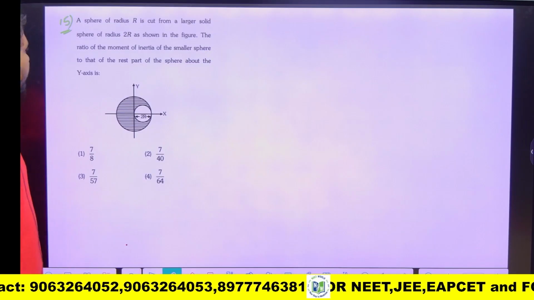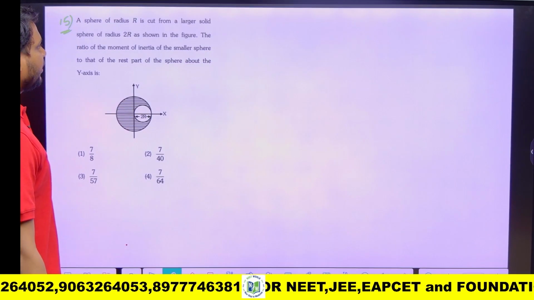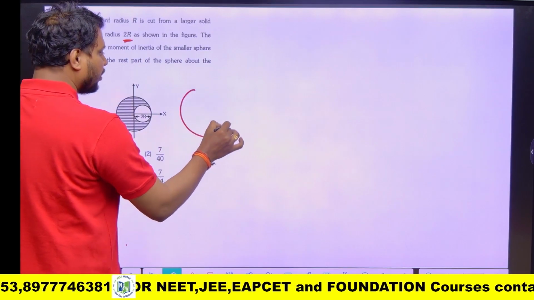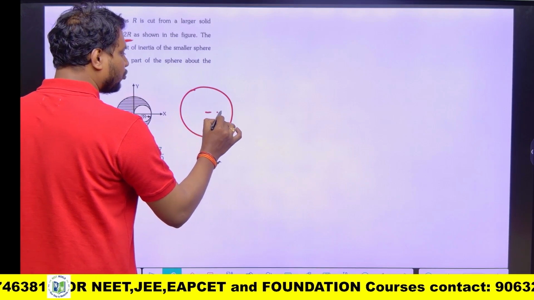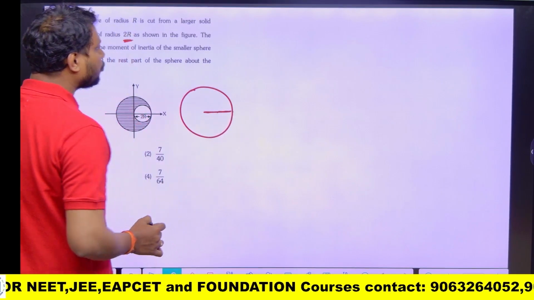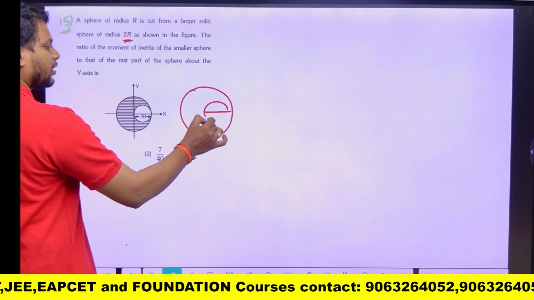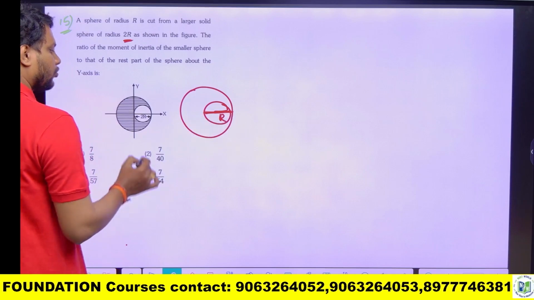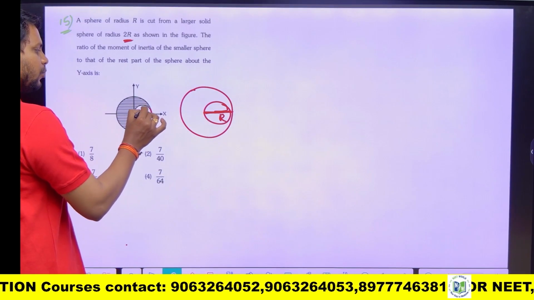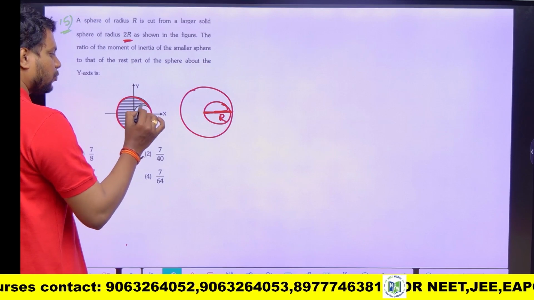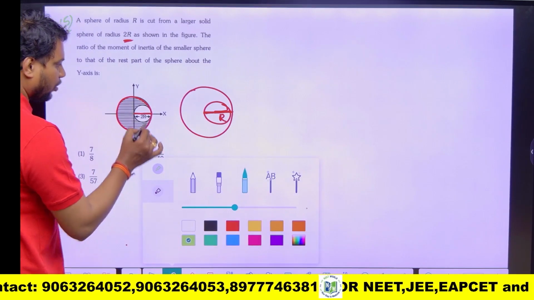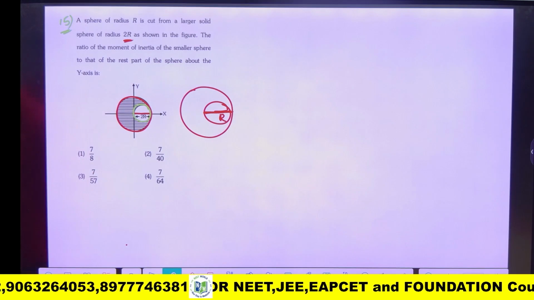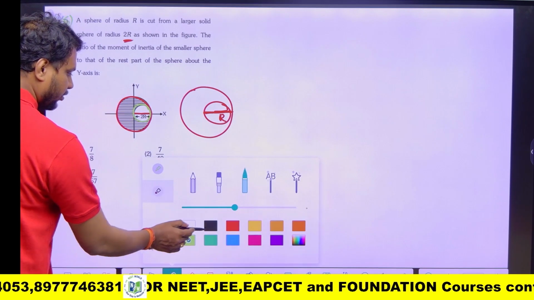Then the next question is, a sphere of radius r is cut from a large sphere of radius 2r. So this is a large sphere. The radius of this large sphere is 2r. From this, a small sphere is cut whose radius is smaller, which means the diameter will be 2r. So from the sphere of radius 2r, a small sphere is cut from it. The radius of the small sphere is r.